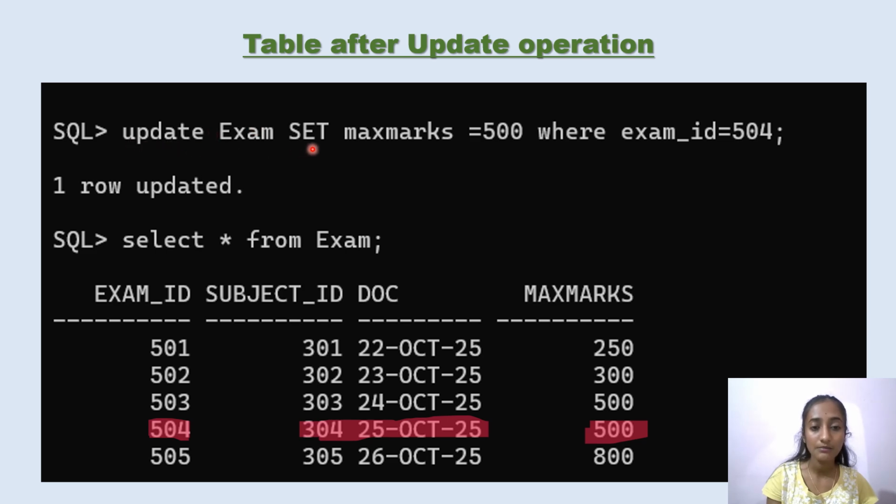Here: update exam, set max marks equal to 500, where exam ID is 504. I want to update the max marks of the exam whose ID is 504, so I used this command. I got one row updated. I have to view the table to check whether the data is updated. Select star from exam, where I have highlighted in red the record that has changed. Here that was 600, now it became 500.